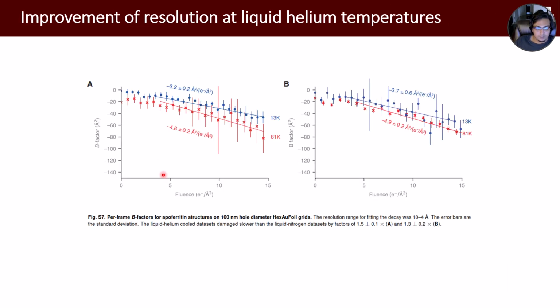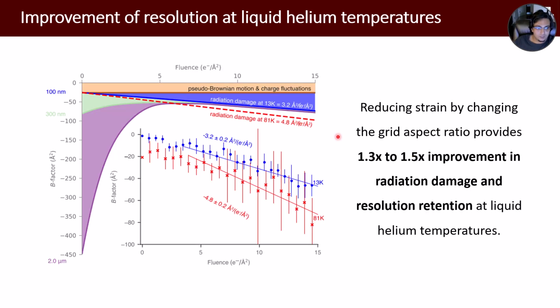So they've provided this data set where they've done quite a bit of statistics, and what they're showing is that for apoferritin structures, they've seen similar improvements in both cases. They've seen at least 1.5 times improvement, like mostly 1.5 times improvement, or like a 1.3 times improvement here, 1.5 times improvement here for these samples.